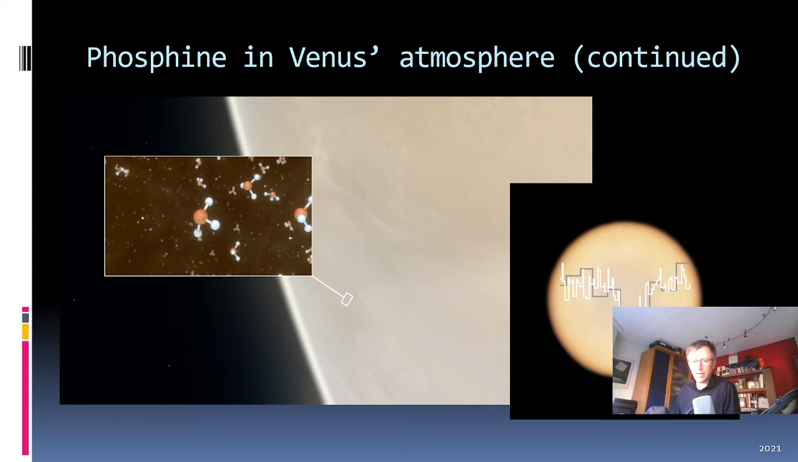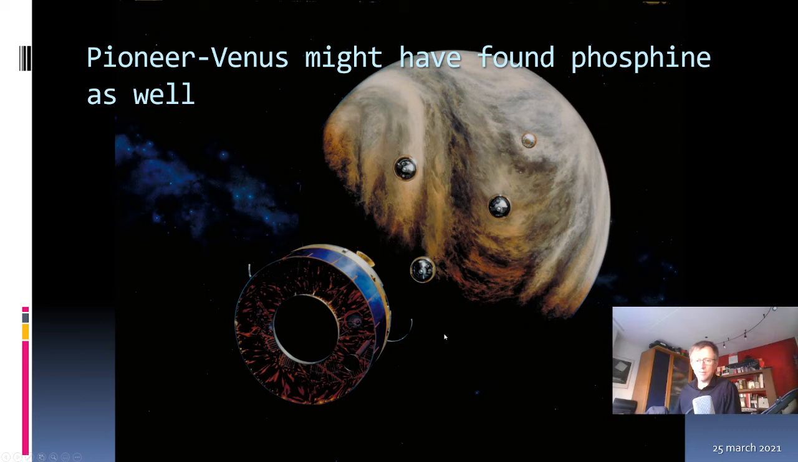What is it actually there? What is causing it? And you might be excused for thinking, well, let's launch a new mission. But you can also consider having a look at the data from old missions, because there were quite a couple of missions that went through the atmosphere of Venus and did measurements.